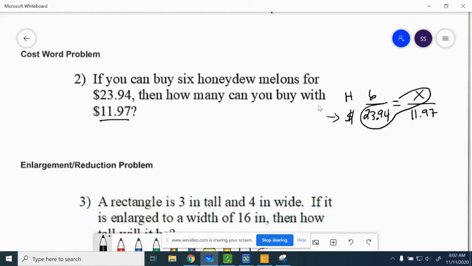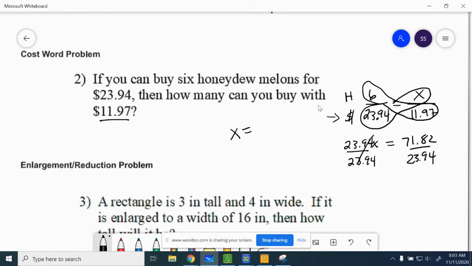Now we just cross multiply and divide. So we can do 23.94 times x, which is just 23.94x, is equal to 6 times 11.97, which is 71.82. So there's the cross multiplying part. Now we divide on both sides. We get x by itself, and we get x is equal to 3 honeydew melons. There we go. Labeling is really important when you're doing ratio and proportion problems.